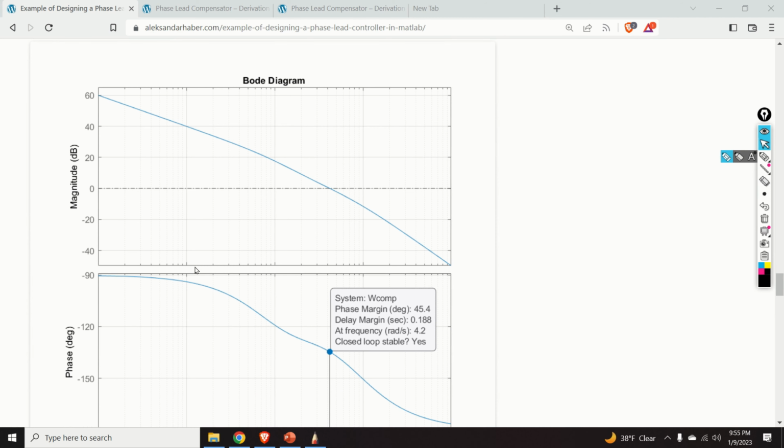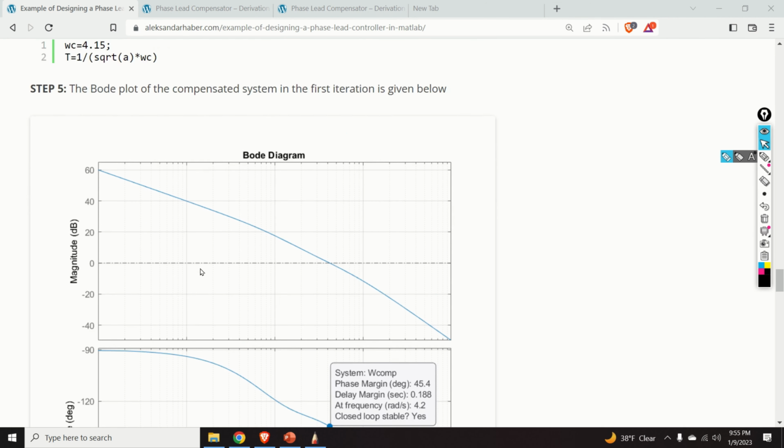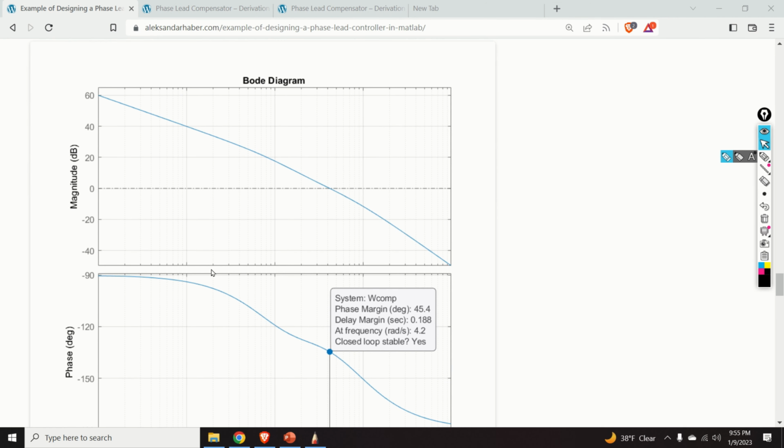Now, by applying the computed compensator to our system, we obtain this plot over here. So this is the magnitude and phase plots of the compensated system. Notice what happened over here. We achieved the phase margin of 45.4. It is much better than the previous value of 18. However, it's still not good enough because the requirement is to have the phase margin of at least 50 degrees.